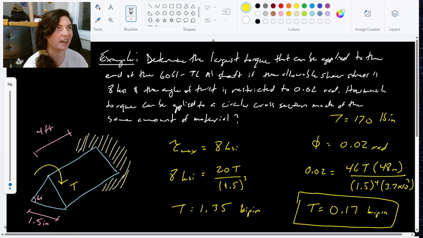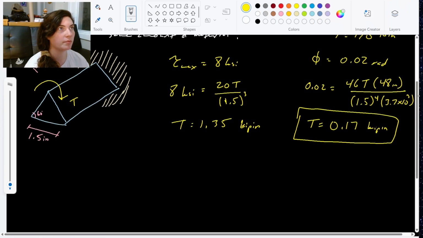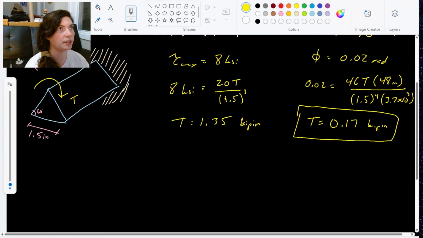That's the first part. Now we want to see, well, what if it was a circle? Taking this exact same amount of material, let's leave it as the same length. Be consistent in the length. All we're doing is changing that cross-sectional area. Convert this triangle into a circle, same amount of material. So that tells me that the area of my circle is made of the same material as the area of that triangle.